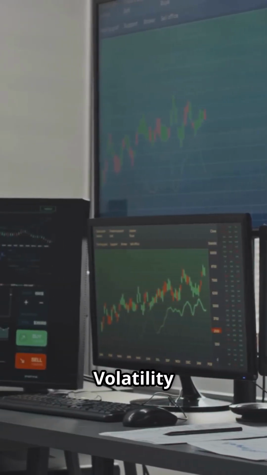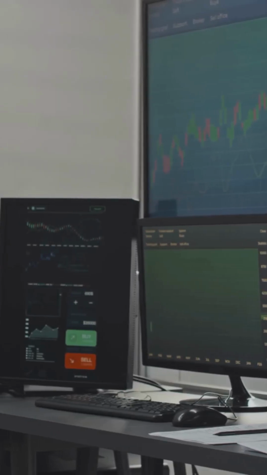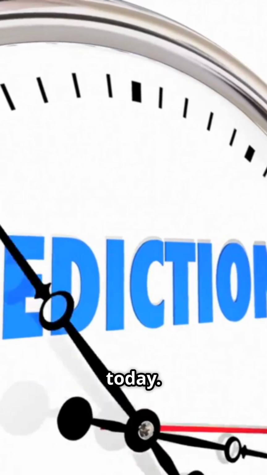Forecasting stock market volatility using ARCH and GARCH models. Predicting tomorrow's market today.